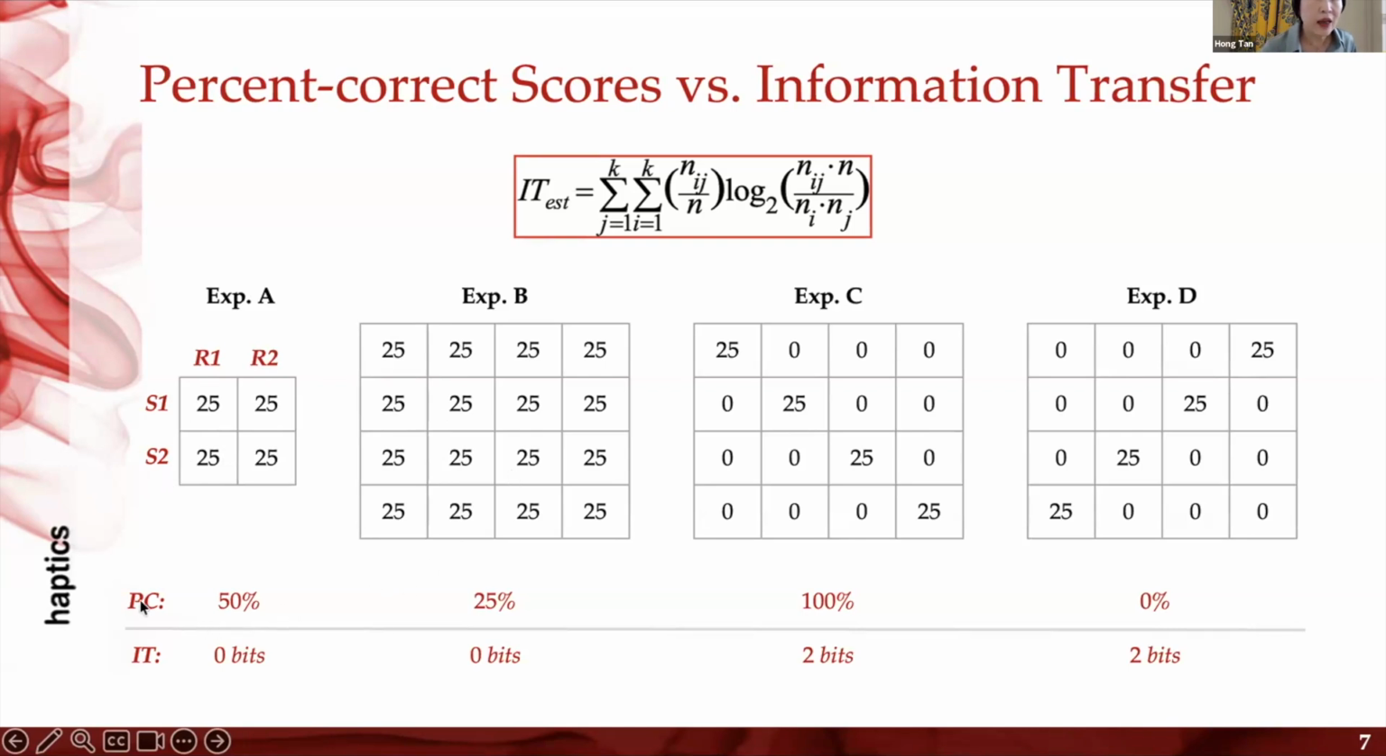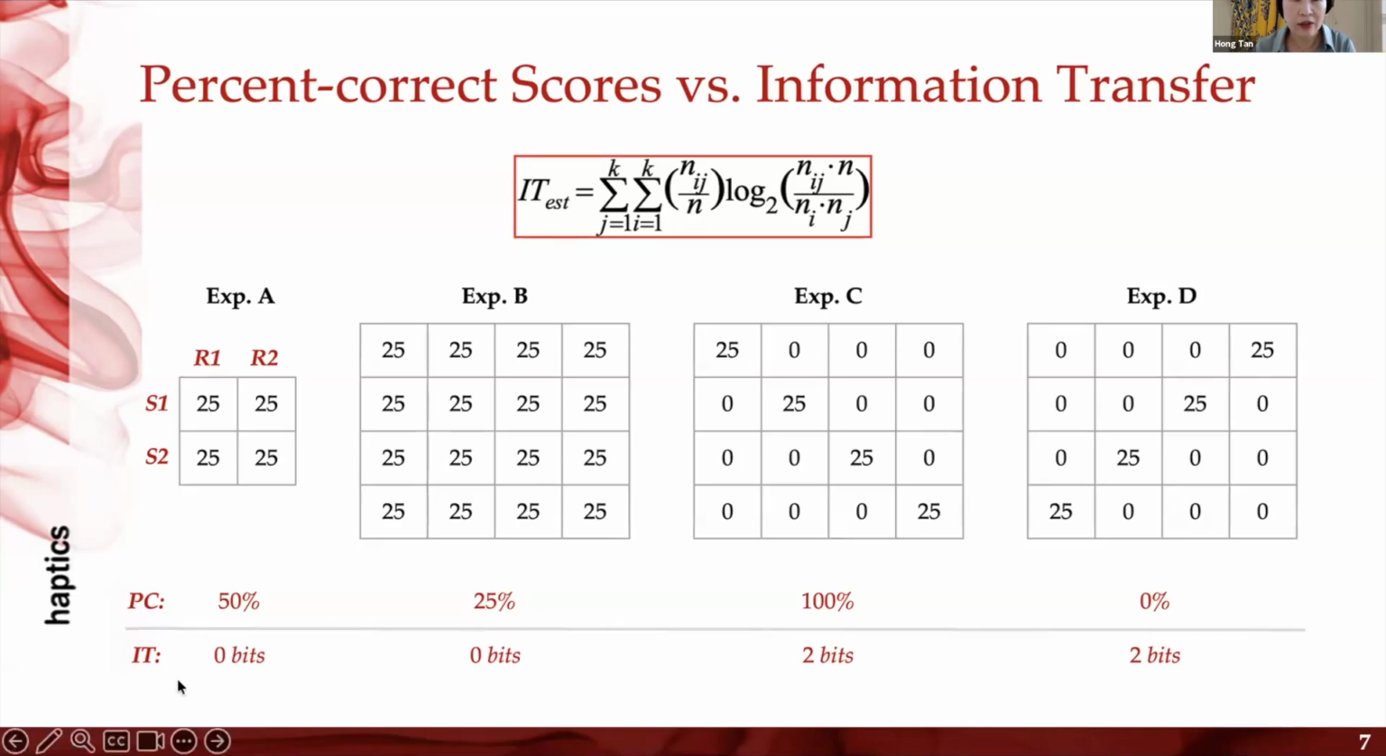And if you look at percent correct score and information transfer, and I do have an equation here, but we're not going to get into details. You just have to trust that I calculate everything correctly. So in experiment A, the percent correct score is 50%. In experiment B, the percent correct score is 25%. You may want to argue that the subject is just as confused in experiment B as in experiment A, right? They're basically not discriminating on any pair of stimuli.